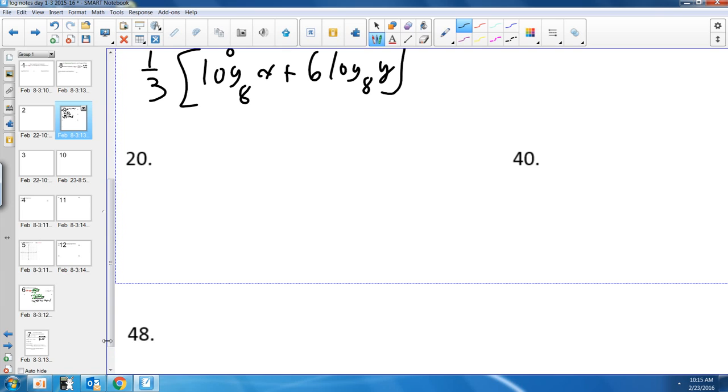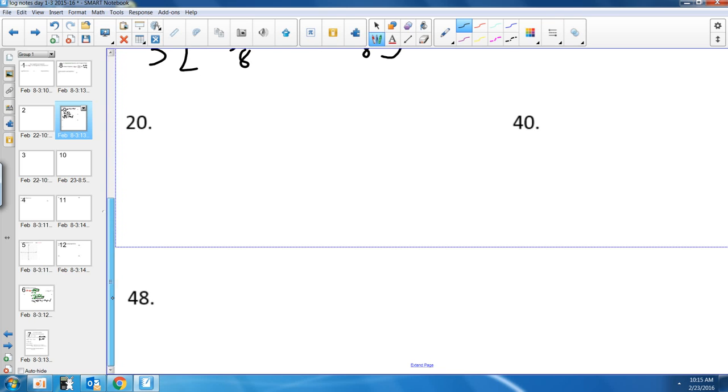Number 20. Number 20 is quite a bit longer, and that's going to be where we have something that looks really ugly here. Log base 10, x to the 4th, y to the 3rd root over z to the 1/2 power or square root.